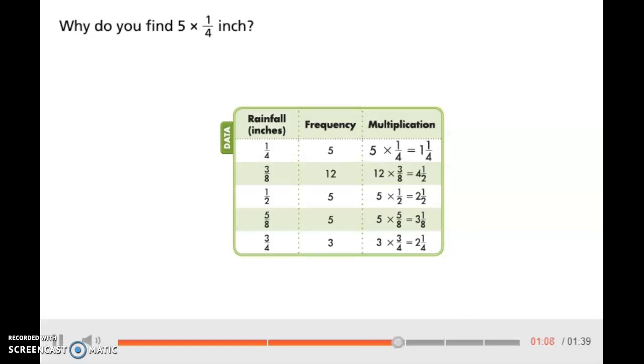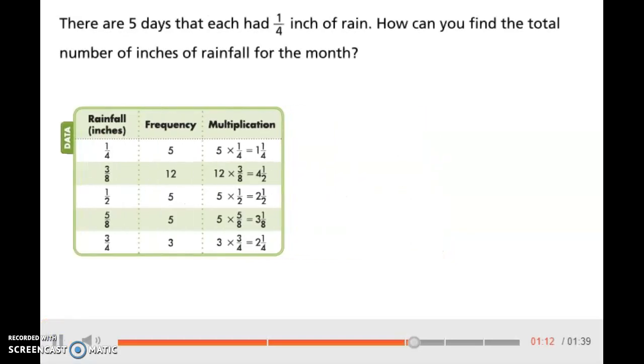Why do you find 5 times 1/4 inch? There are 5 days that each had 1/4 inch of rain.